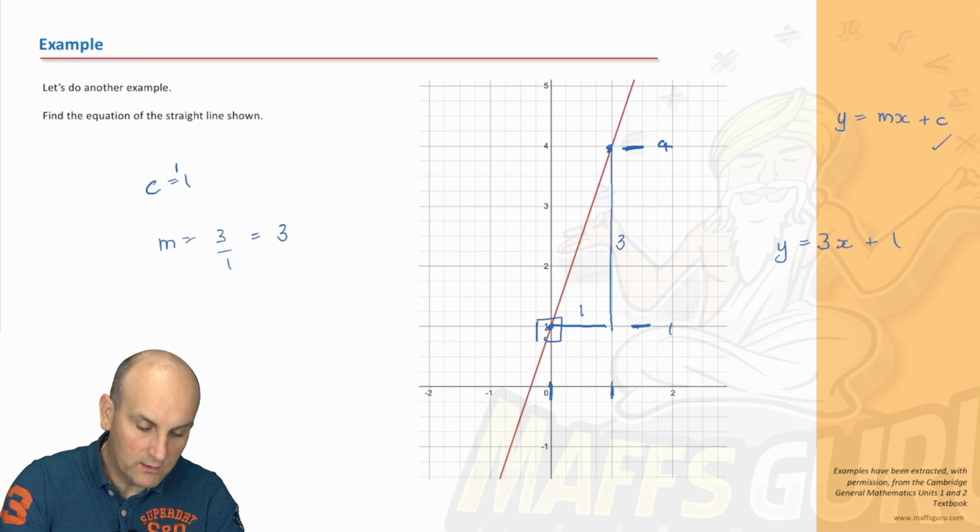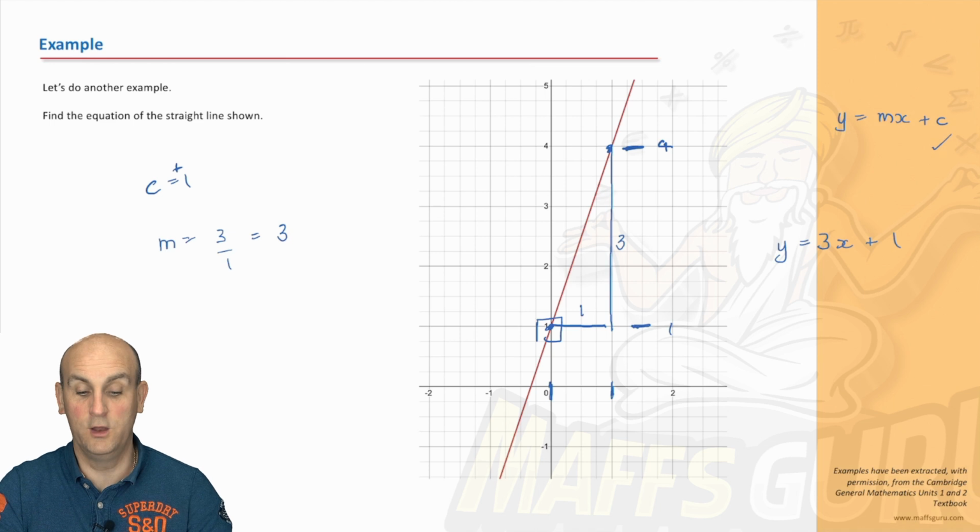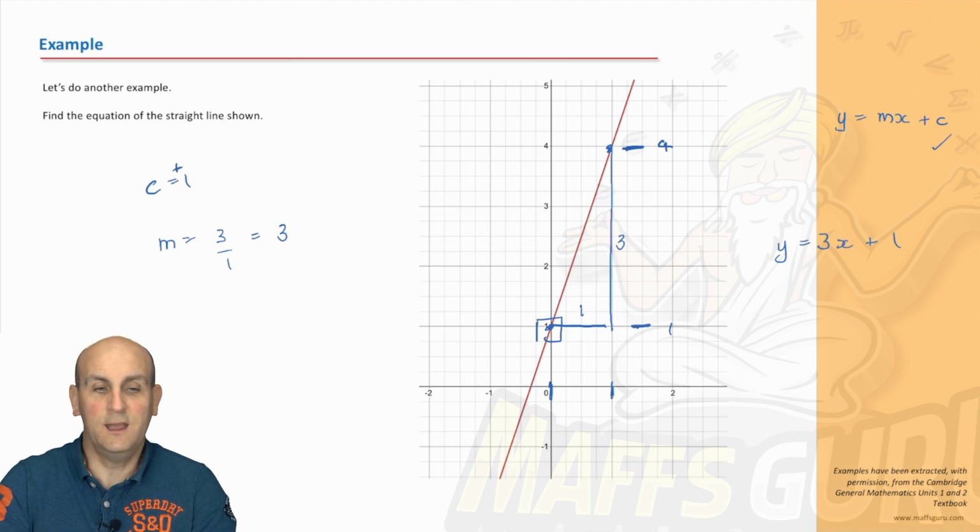Now, why is it plus 1? Because there is a plus in front of that 1. Ka-ching, ka-ching, happy little dance. All right, so there we go, job done.